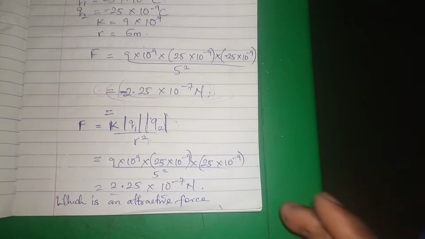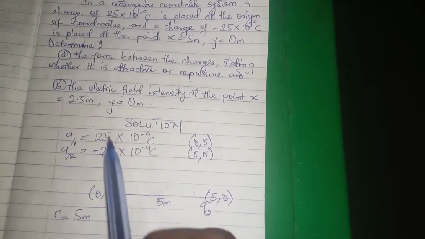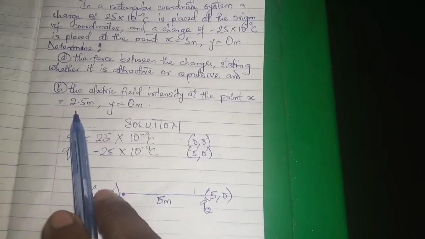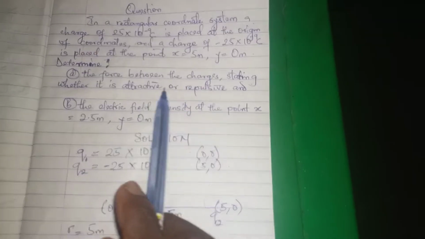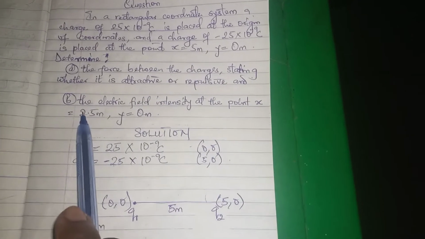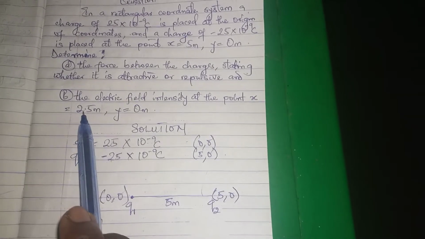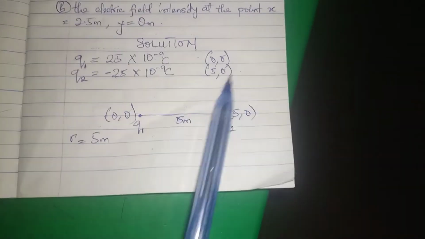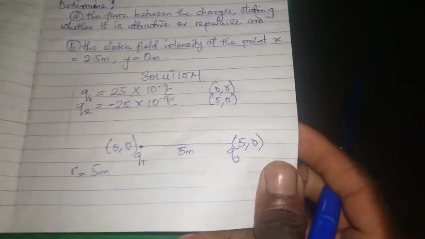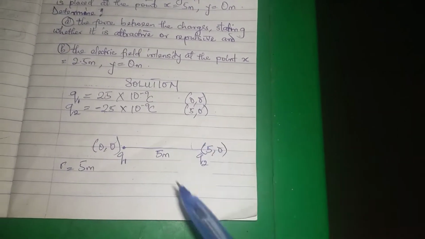Now let's go to part B. For part B, he said we should talk about the electric field intensity at the point X at this point. So we've settled part A and we've determined that it's an attractive force. He said the electric field intensity at this point. So now this is the original diagram we had. So let's introduce that point in between.